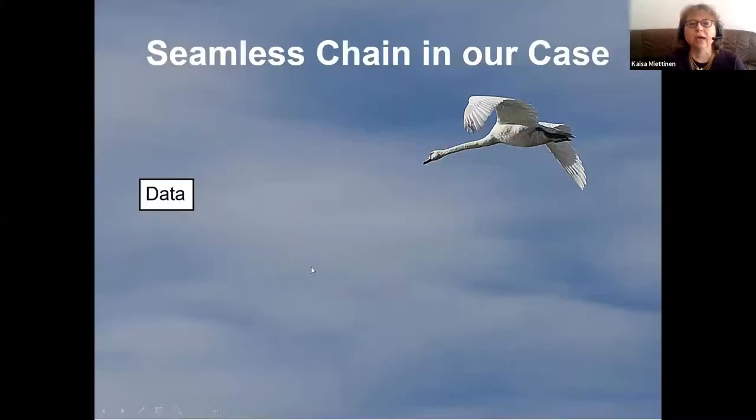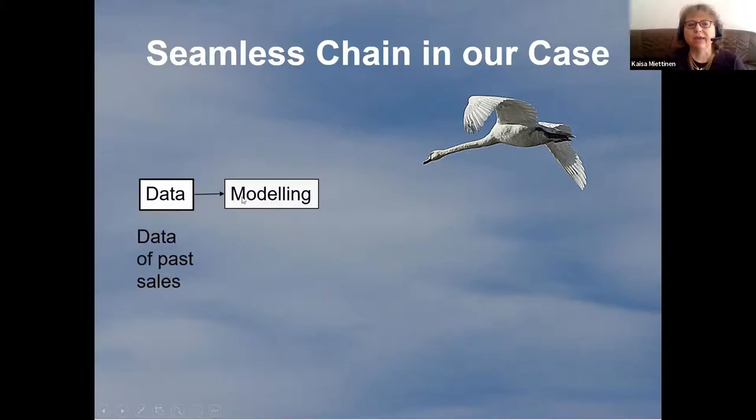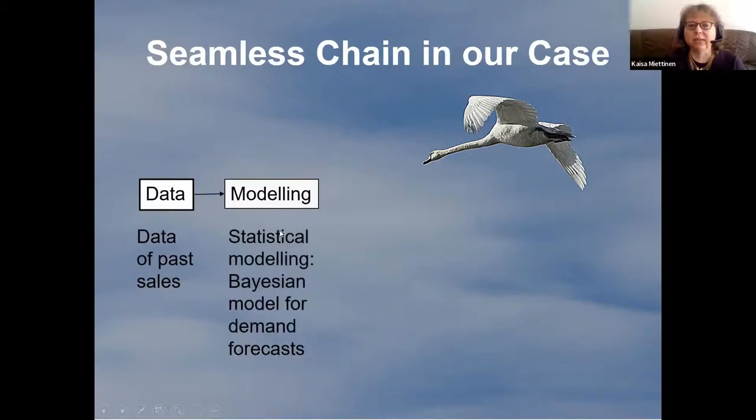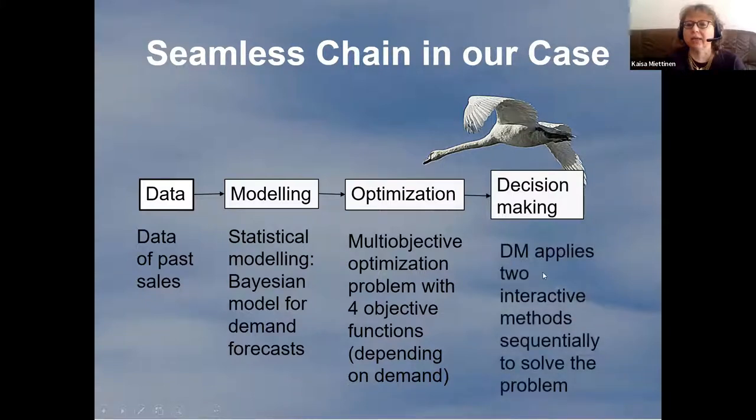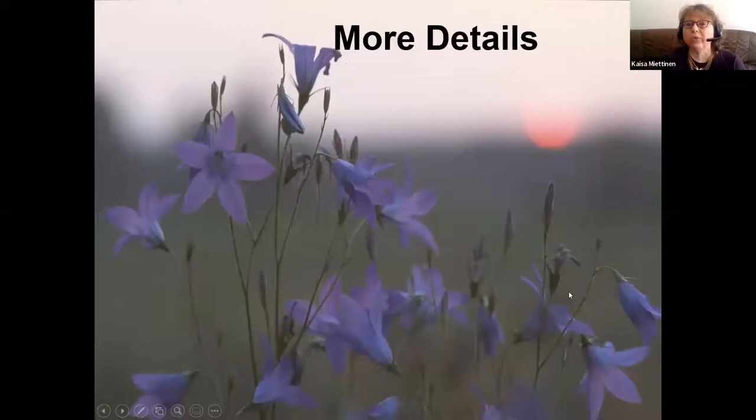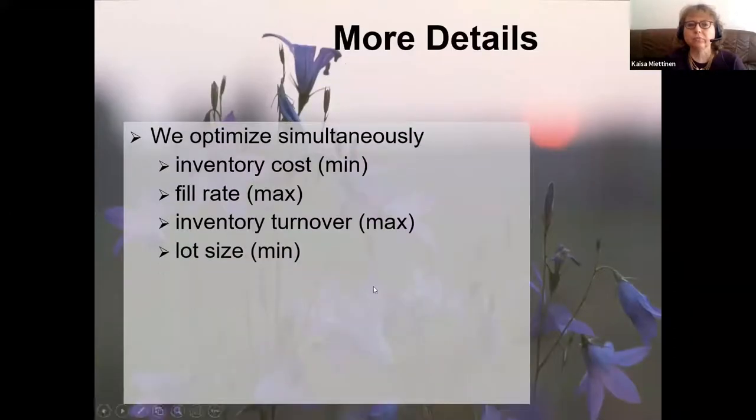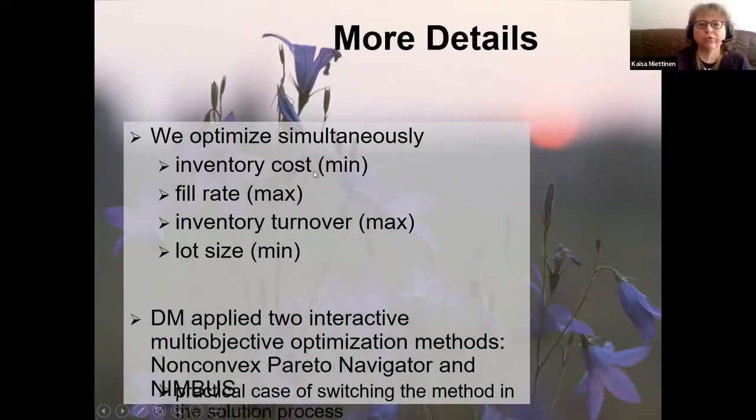And here we had these phases: data from past sales, statistical modeling for demand, formulating the objective function with four objectives eventually, depending on that forecasted demand, and then the decision making stage, where the decision maker solves the problem with interactive methods. I don't go into details of the individual functions. There were four of those.